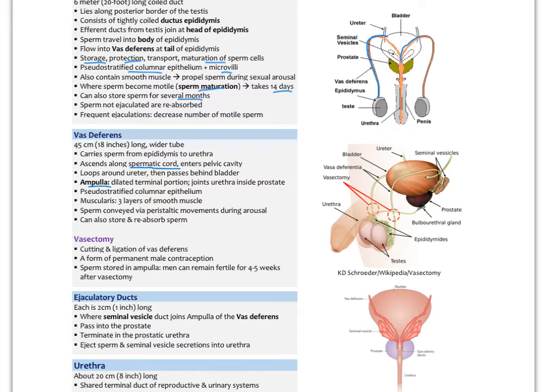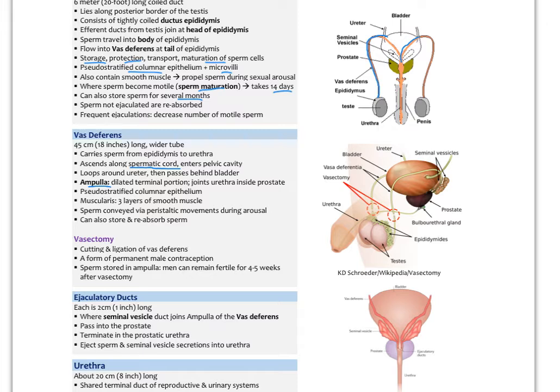The vas deferens mucosa is made up of pseudostratified columnar epithelium, and there are 3 layers of smooth muscle, and that's what's going to actually help with the emission of sperm once that's activated. I'll just say the emission of sperm is primarily under sympathetic regulation, versus erection is actually under parasympathetic regulation. We'll come back to that here in just a moment. So the sperm can be conveyed via peristaltic movements of that smooth muscle during arousal.